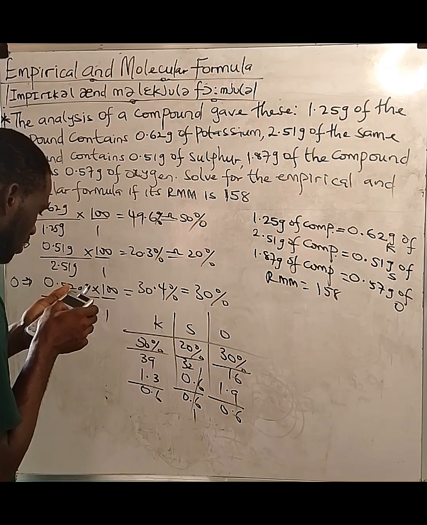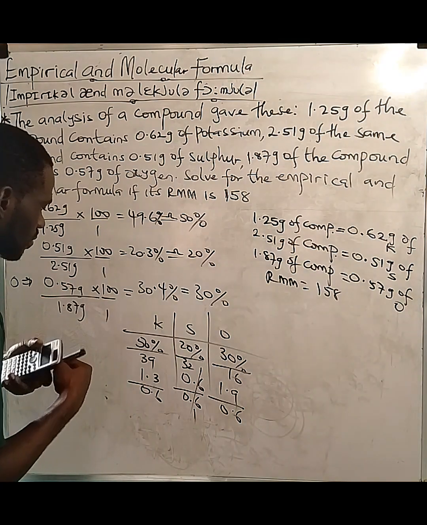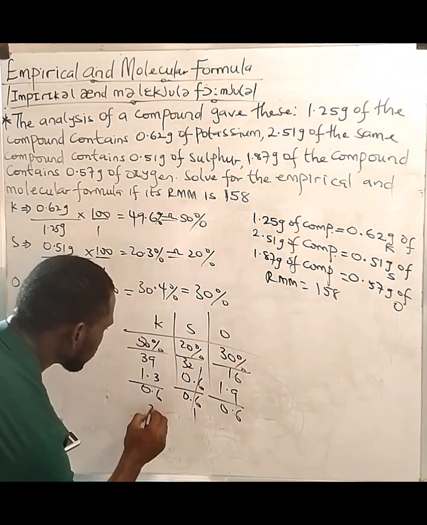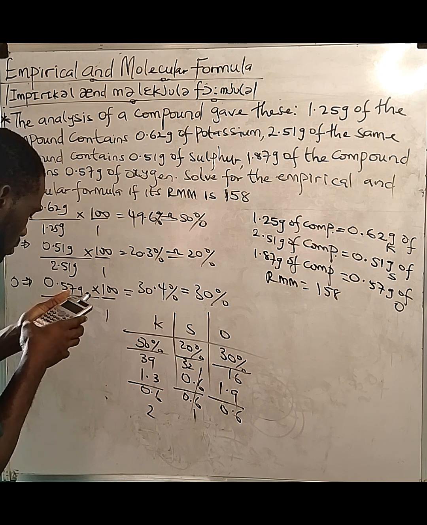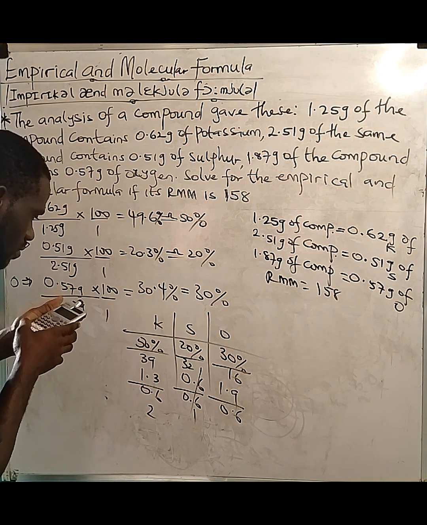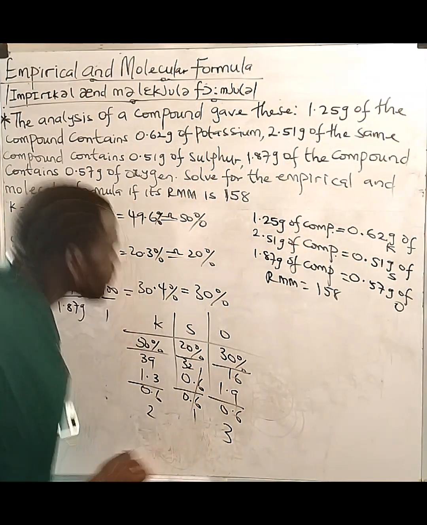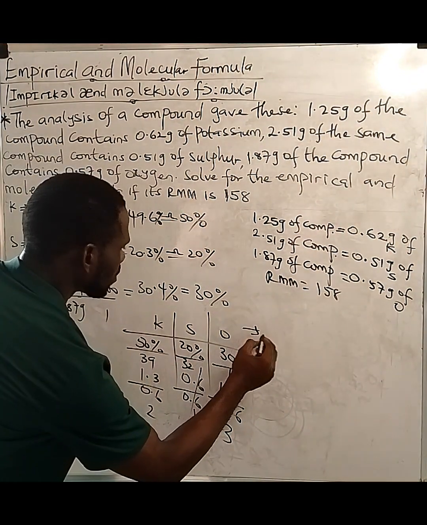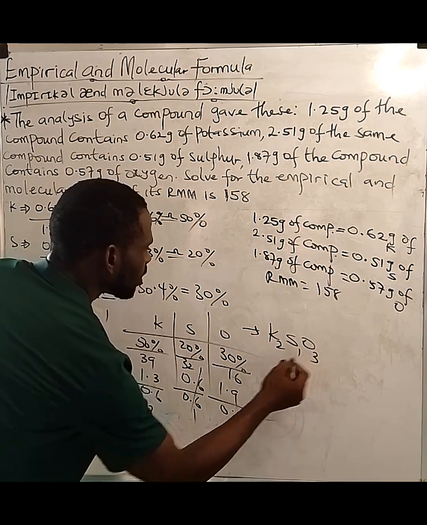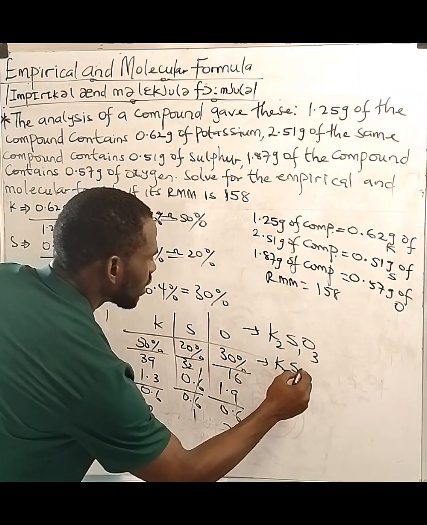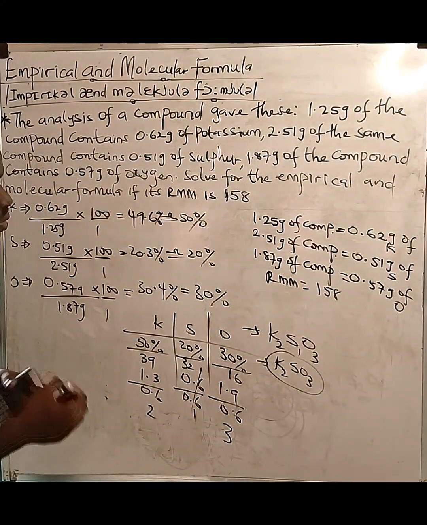1.3 divided by 0.6 will give us 2.1. This is 2. Then 1.9 divided by 0.6 will give us 3. So what do we have? We have K2S1O3. So that's K2SO3. That's what we have. This is our empirical formula.